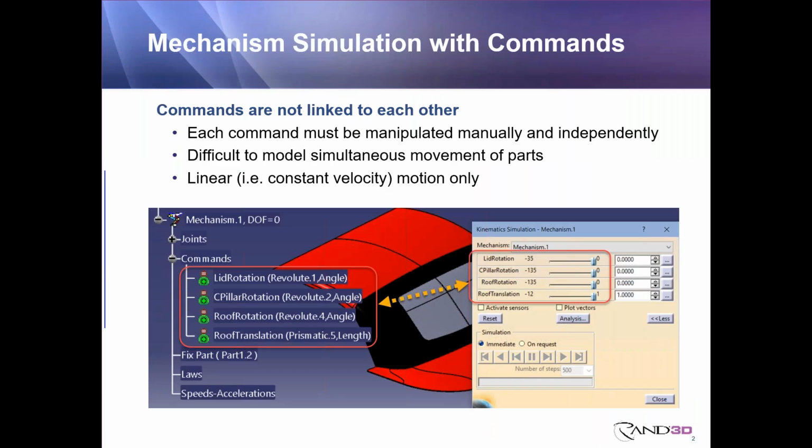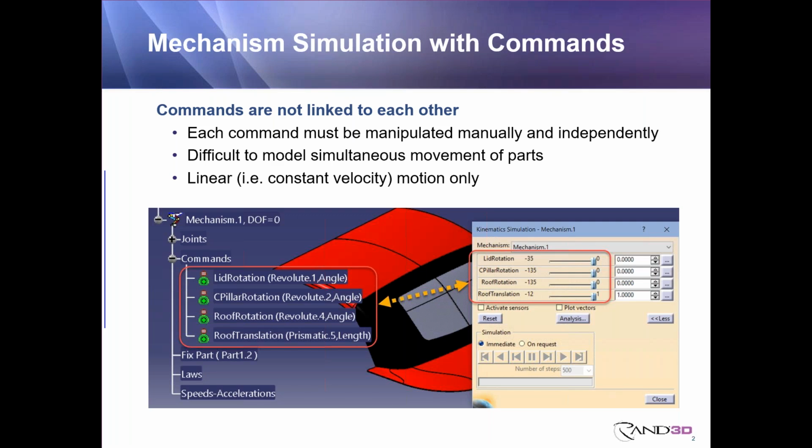So what it's all about: when you set up a mechanism in CATIA Kinematics with joints and stuff, you create commands. And for complex simulations, you might end up with several commands. The problem is that when you want to simulate a mechanism with commands, each command must be manipulated manually and independently. So if you look at this page, there's a bunch of sliders, and if I move any of those sliders, the command will be controlled, the value changes, and the mechanism is moved. Because each slider has to be manipulated separately and independently.